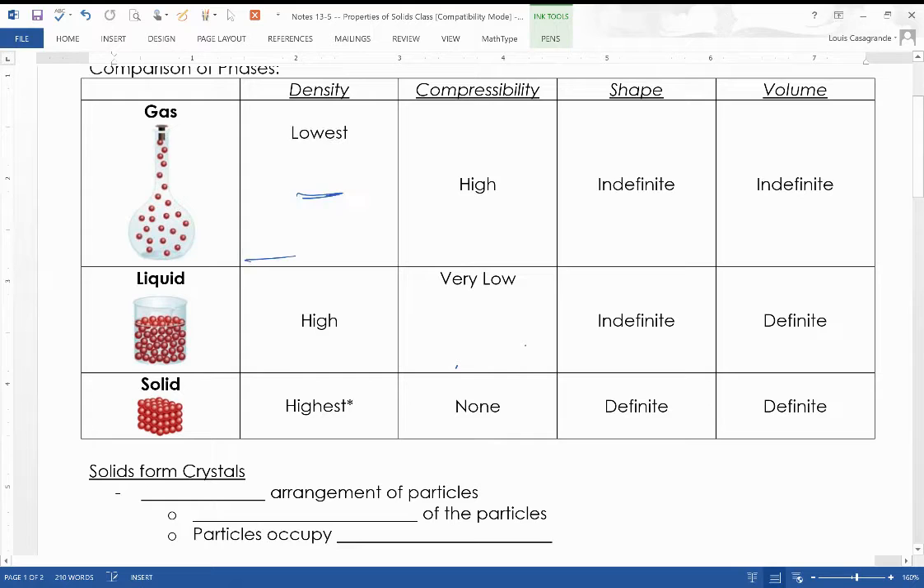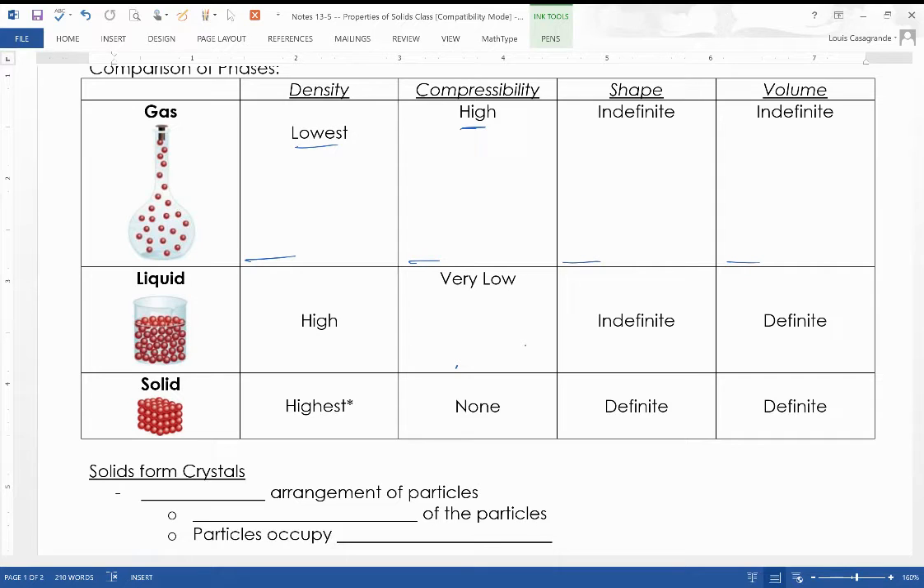Oh, sorry about that. I have to put that line there because I forget that this doesn't like having things drawn in a table. They have high compressibility, which means you can push them together. We say that they have an indefinite shape and an indefinite volume. You can push them into any shape of any container, and because there's space between them, they can be compressed into any volume.